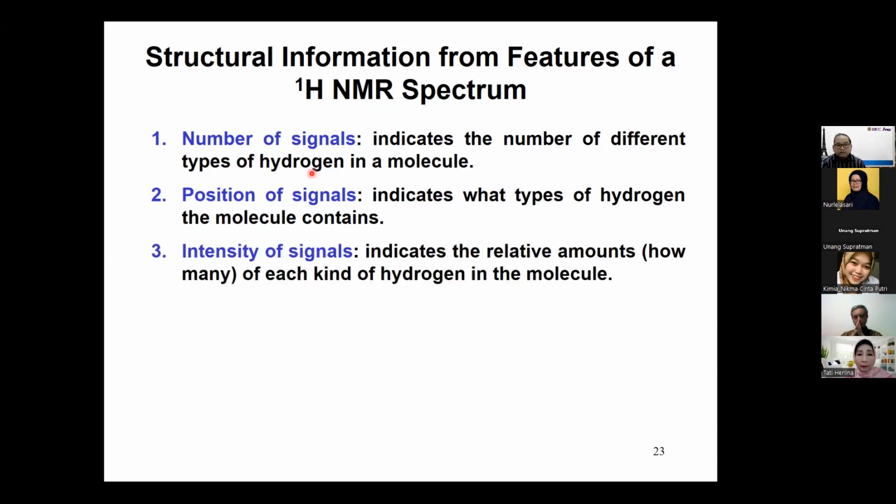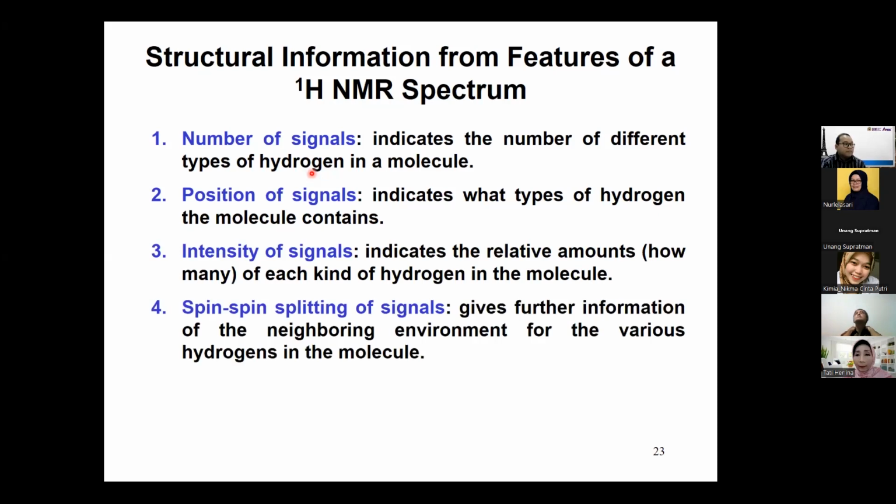The third one is the intensity of signals. We can indicate the relative amounts, or how many protons are in the molecule, by doing the integrations. The fourth one is spin-spin splitting, which gives further information on the neighboring environment of the various hydrogens in the molecule. For example, if you see doublets, it means they are coupling with another hydrogen. If they have singlets, they have no coupling with the neighboring protons. This is a kind of example.